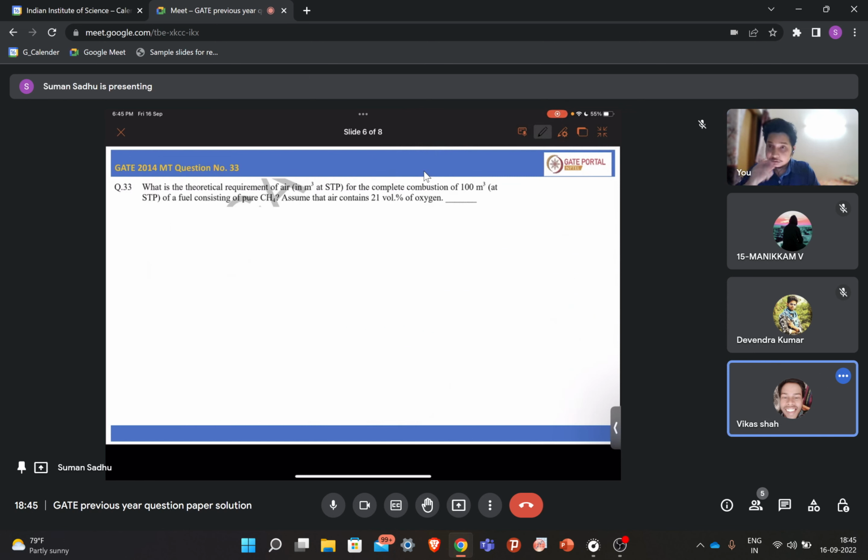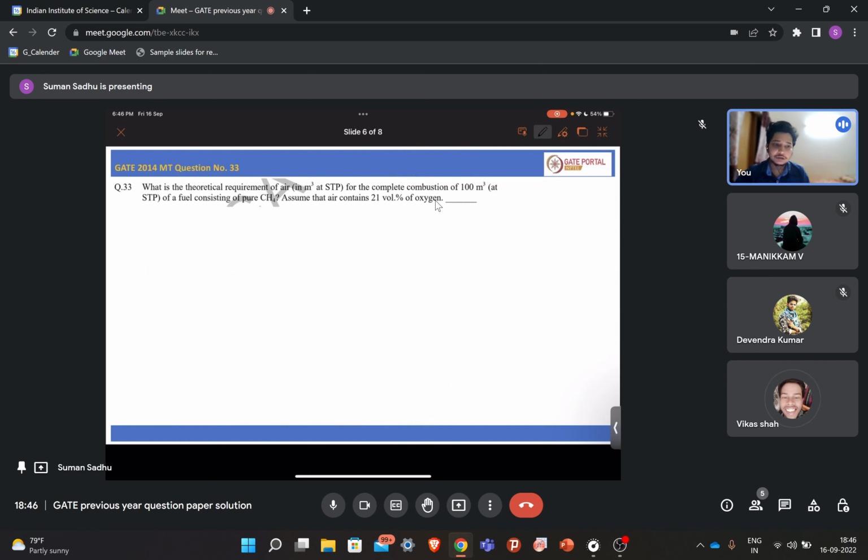Okay, so now this is question number 33 of GATE 2014 Metallurgical Engineering. The question is: what is the theoretical requirement of air in meter cube at standard temperature and pressure for the complete combustion of 100 meter cube at STP of a fuel consisting of pure methane, pure CH4? Assume that air contains 21 volume percent of oxygen.